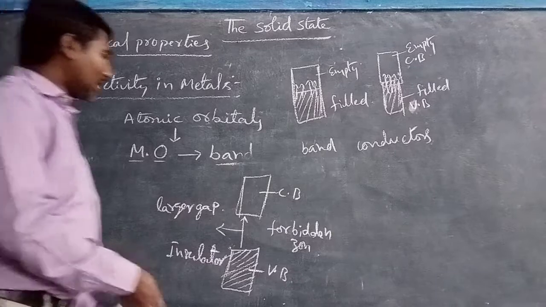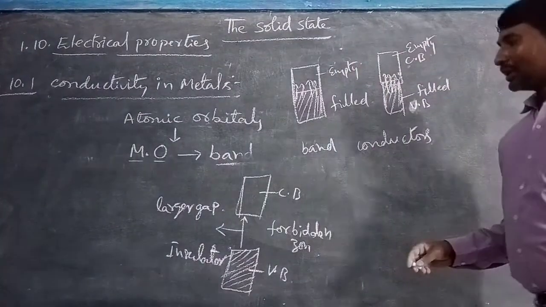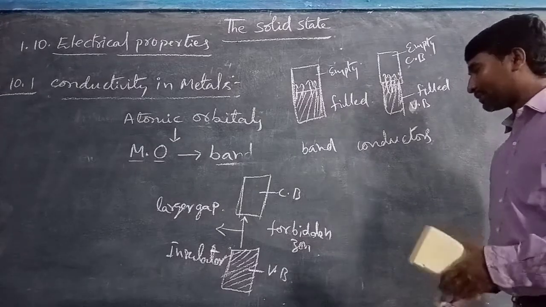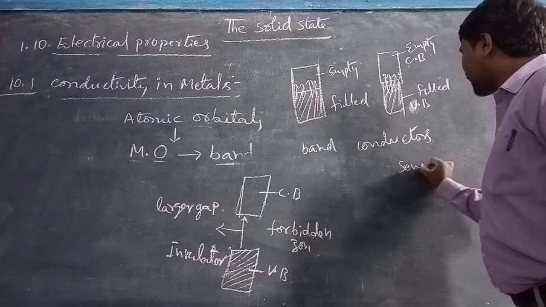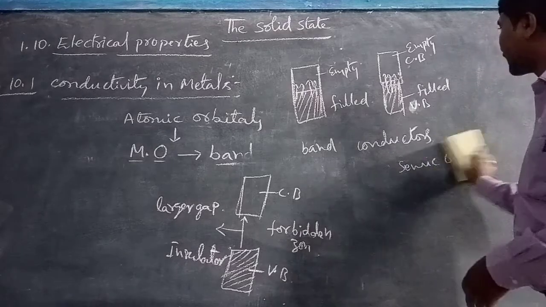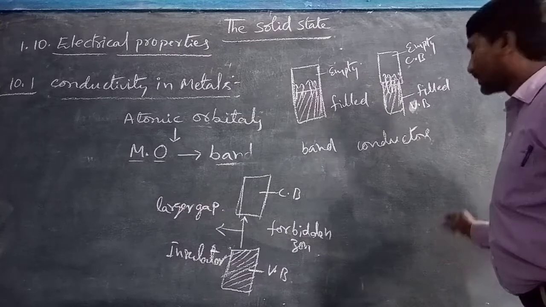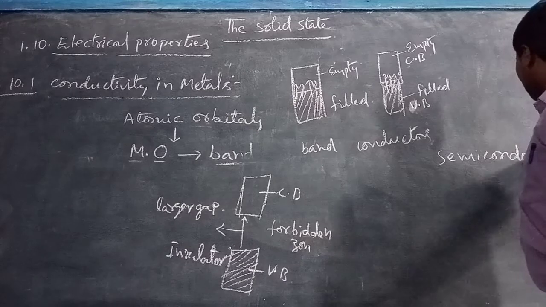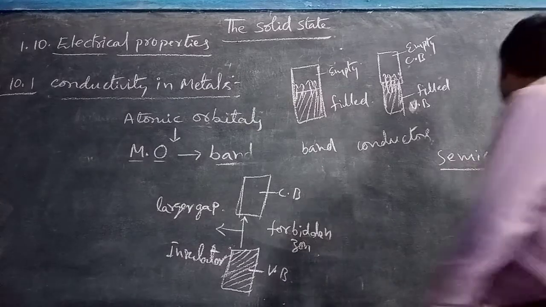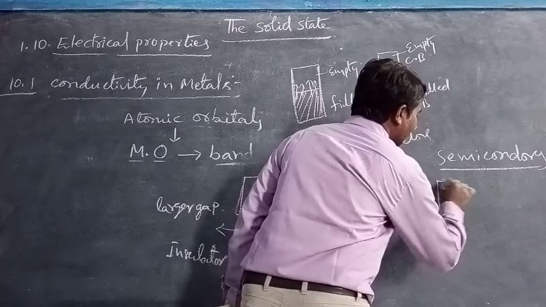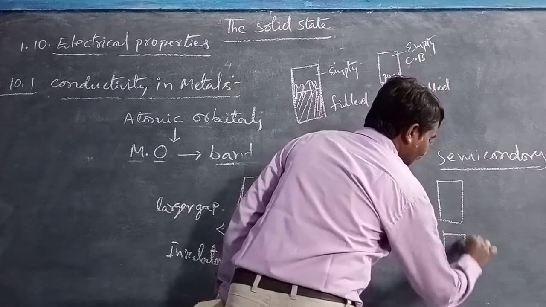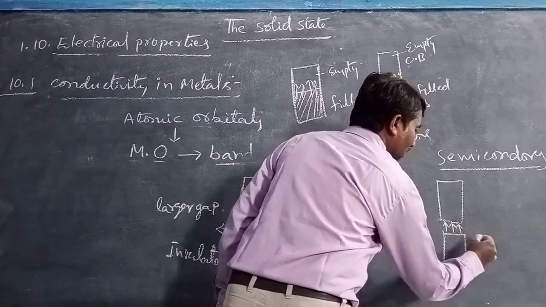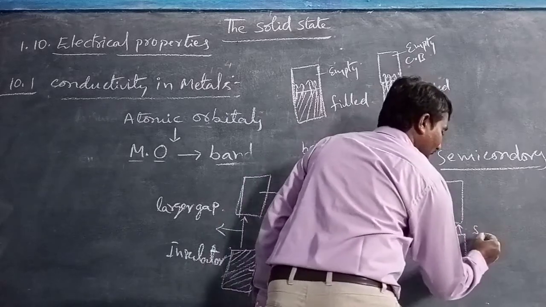Then another one is conductivity in semiconductors. What happens in semiconductors? This is the conduction band, this is the valency band. The gap between them is small.